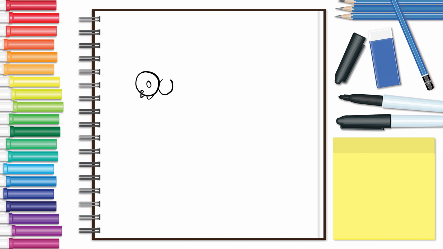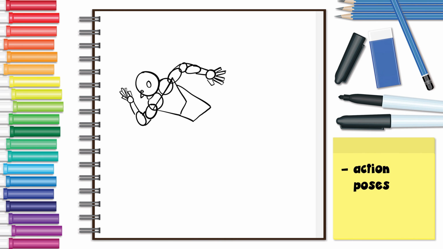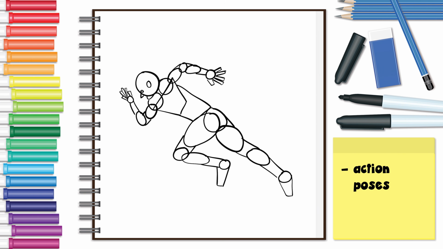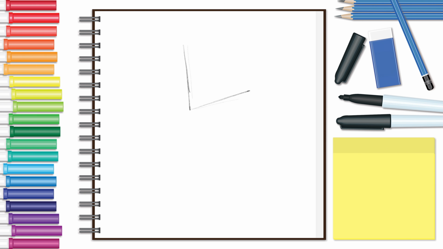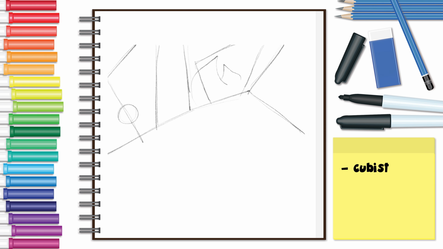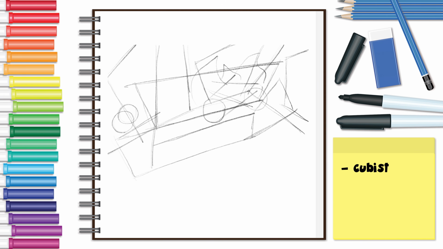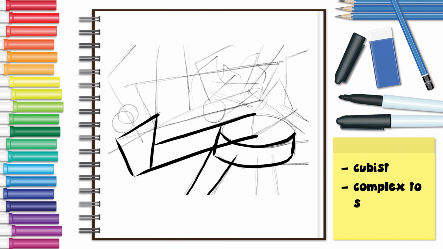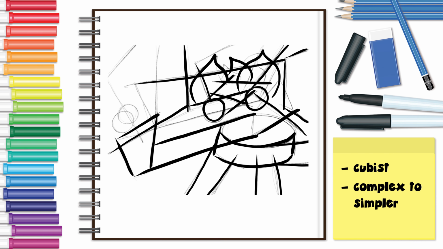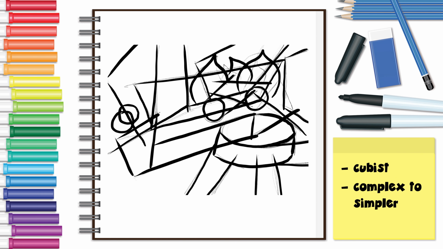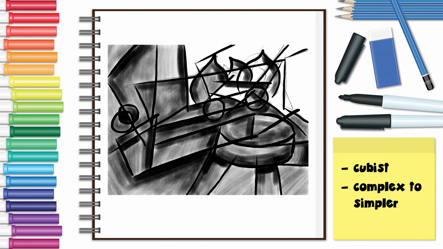Next, have a friend pose or find some pictures online of people in action poses. Draw 3 different poses, but only use basic geometric shapes. Finally, create a cubist piece of art based off a room in your house or a scene outside. Break down the complex shapes into simpler shapes, then reassemble them in an abstracted composition. Once you are done making your shapes, color it in or shade it.